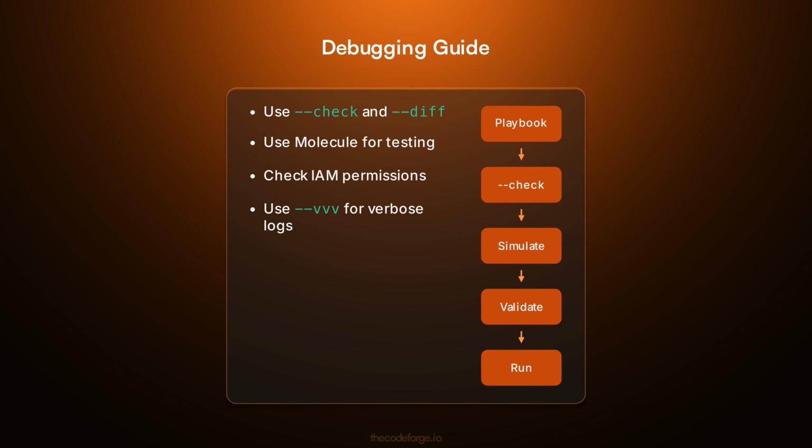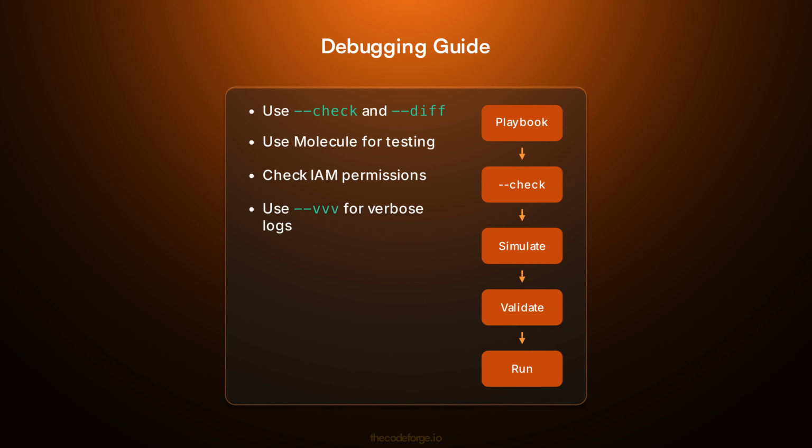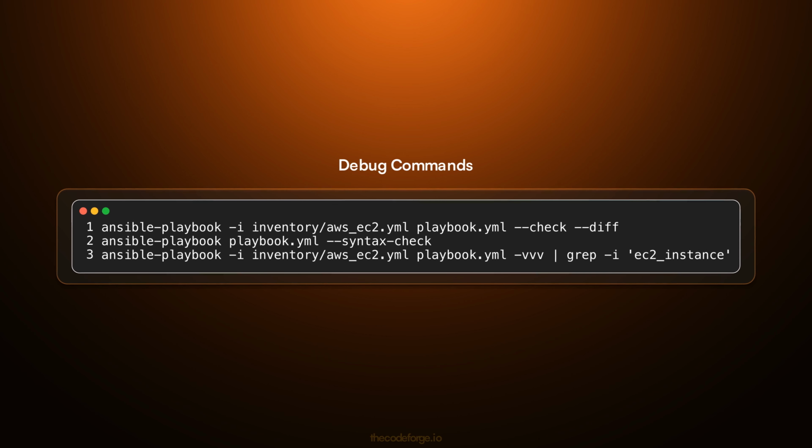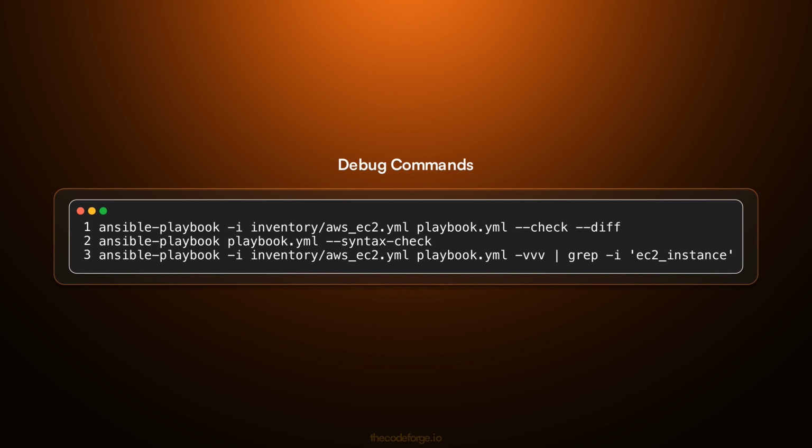Test playbooks with check and diff to preview changes. Use Molecule with the Elastic Compute Cloud driver for integration testing. Always test in a separate Amazon Web Services account. Use check for dry runs, syntax check for syntax validation, and -vvv for verbose output to debug module calls.